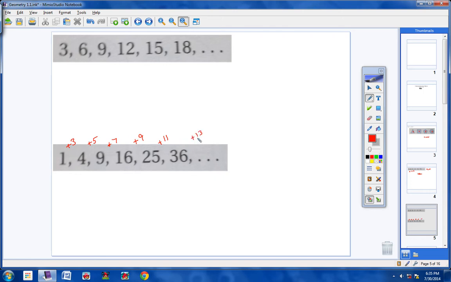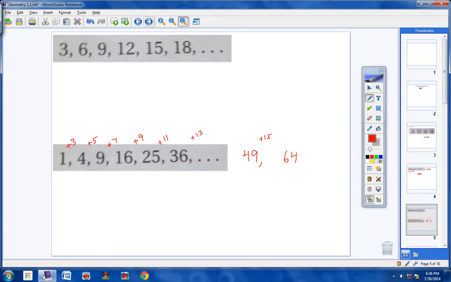So the next odd number would be 13. So we're going to take 36 plus 13, and that would give you 49. So there's the next number in the series or sequence. And then if we added 13, the next odd number is 15. So we're going to add 15, and 49 plus 15 would be 64. And there we go. So every pattern will be a little different, but that's the challenge of this lesson. It's kind of like a puzzle. You need to look at a list of numbers or figures and try to figure out the pattern.